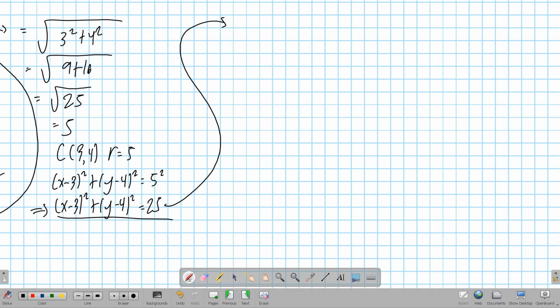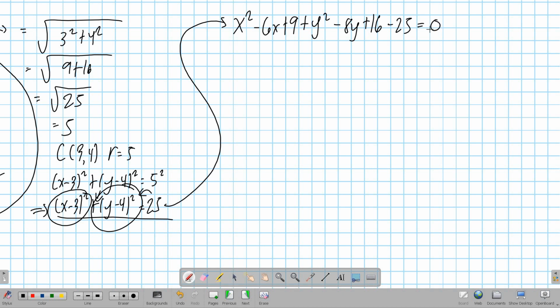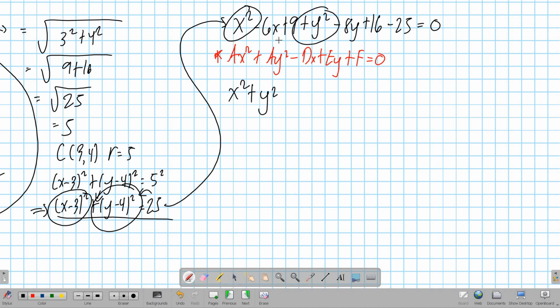So let's expand. Expanding this becomes x squared minus 6x plus 9. Expanding this becomes plus, kasi plus lang din naman yan, y squared minus 8y plus 16. Tapos transpose natin, minus 25 equals 0. Ang arrangement ng general form ay ax squared plus ay squared minus dx plus dy plus f equals 0. So we're going to follow the same convention. So mauna muna to, x squared plus y squared.